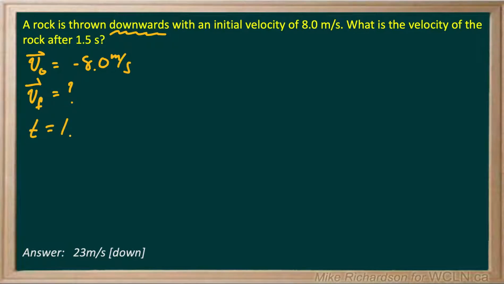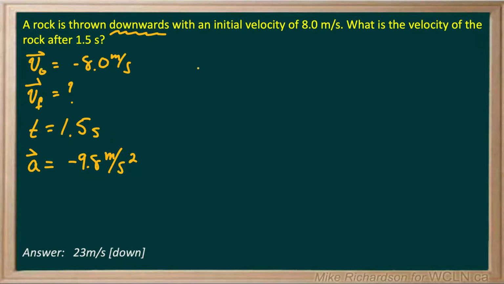after 1.5 seconds. Now anything that's moving through the air under the influence of gravity will experience an acceleration of negative 9.8 meters per second squared. In other words, this object's velocity is going to change by negative 9.8 meters per second every second. Now, sometimes it helps to get an idea of what this answer might be. Let's round off gravity to roughly negative 10. Every second, his velocity is going to change by negative 10 meters per second.